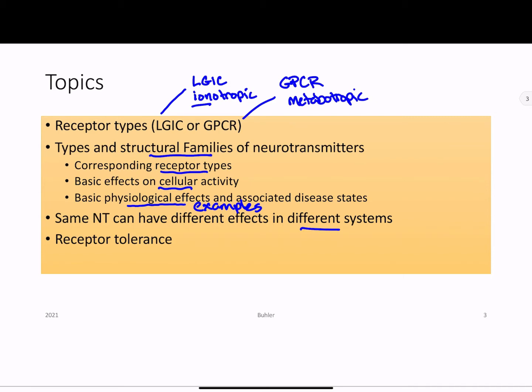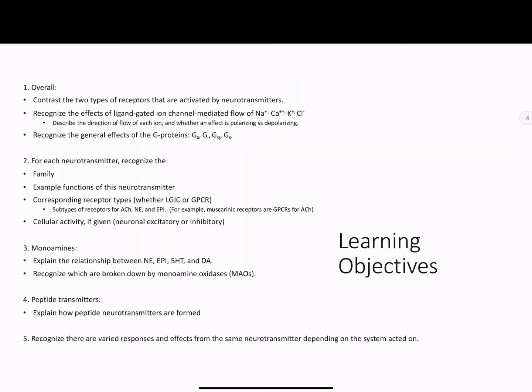And then we're just going to review very quickly some of the mechanisms for receptor tolerance. We have some learning objectives. Overall, we're going to look at those two types of receptors, the ligand-gated ion channels and the G protein coupled receptors. For those neurotransmitters, know the families, those example functions, and what those receptor types are. And that's going to be a big focus of what we're going to talk about in terms of some of the major subtypes for some of the major neurotransmitters, and then some of the cellular activity.